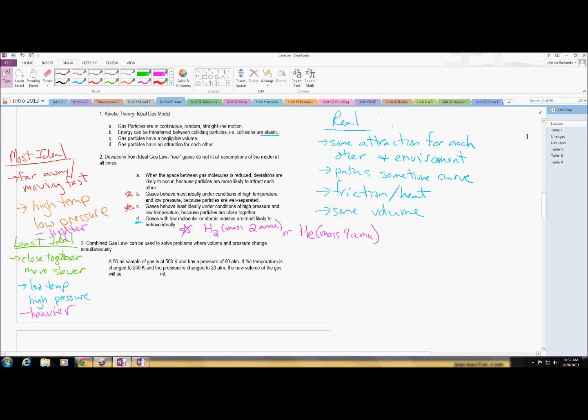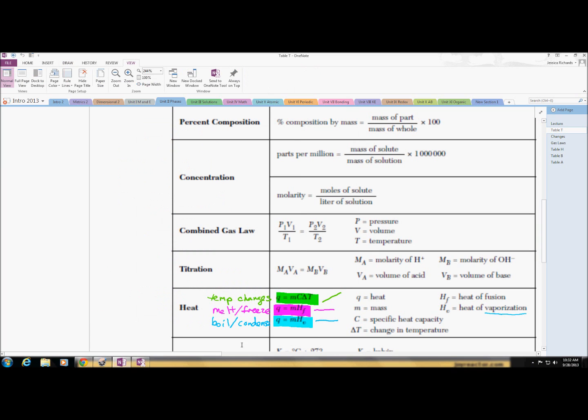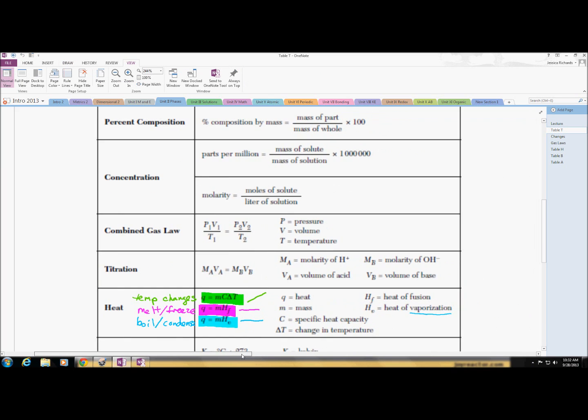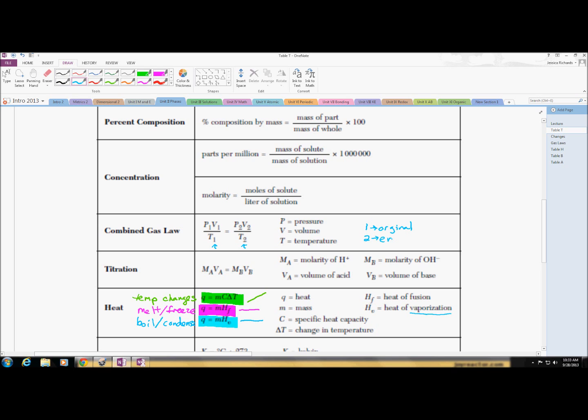If it's a mathematical equation, which table should we look at? Reference Table T. So there it is. P1V1 over T1 equals P2V2 over T2. The subscripts here, these 1s and 2s, those are just referring to your samples. So think of the 1s as meaning the original sample and the 2s as being the ending sample.